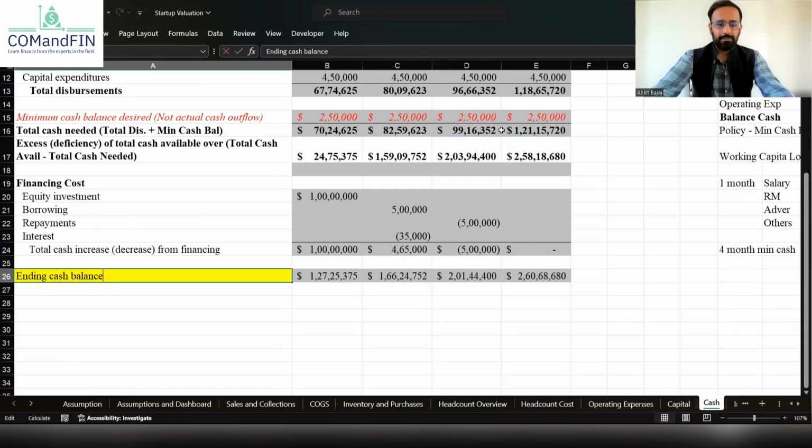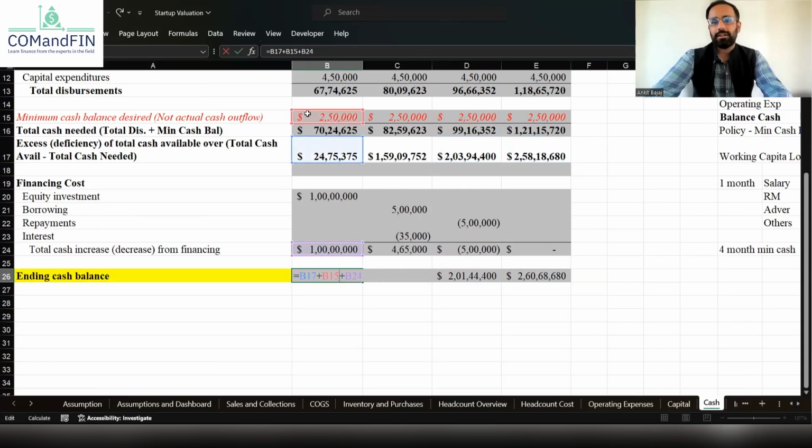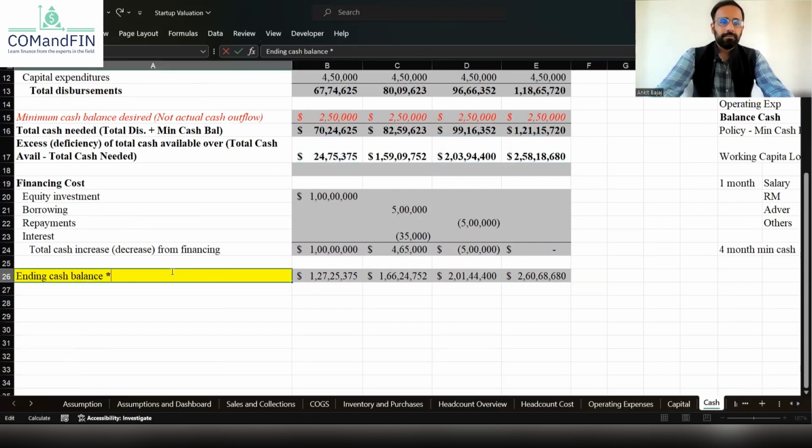Now, if I want to calculate the ending balance, what is going to be the formula? We have already seen it. I have taken the total available cash, then added the minimum cash balance and the total cash arranged from financing activity. So here it is going to be excess cash plus minimum cash plus the cash arranged from financing activity. I think you understood. This is how we have to calculate the value.